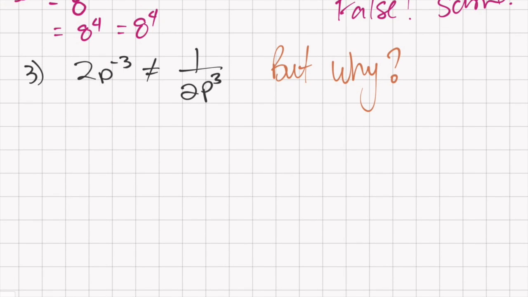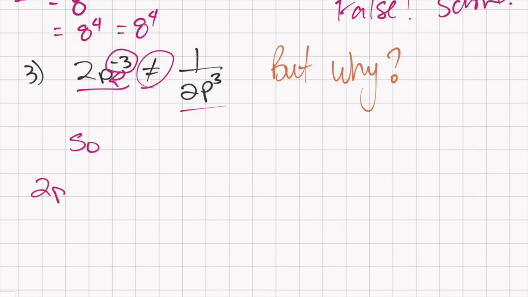Now in this case, they want us to state whether it's true or false that (2p) to the exponent negative 3 does not equal 1 over (2p) to the exponent 3. So let's take a look at that. So for this one, I have a negative 3 exponent, but that's actually only being applied to the p. It's not being applied to the 2, only the p.